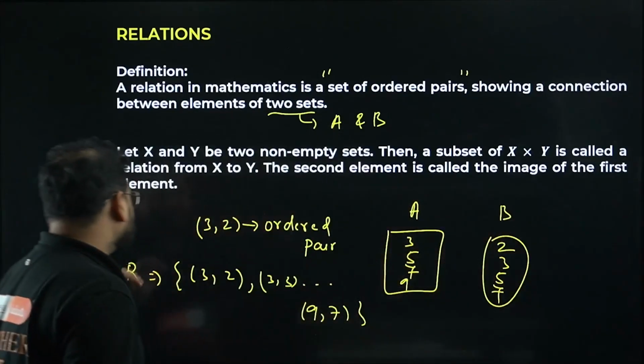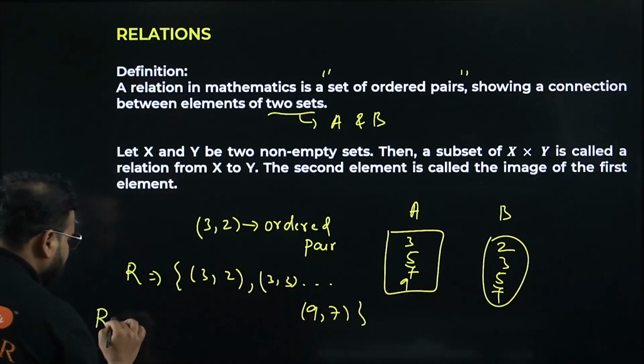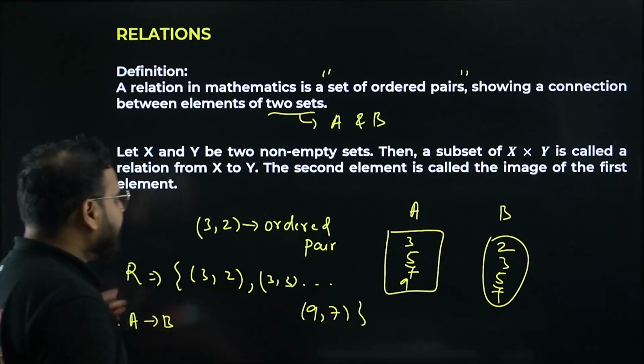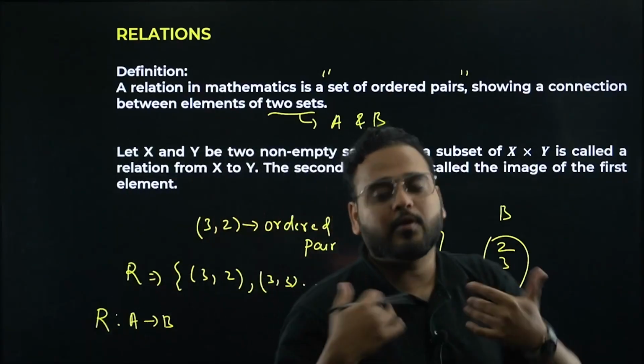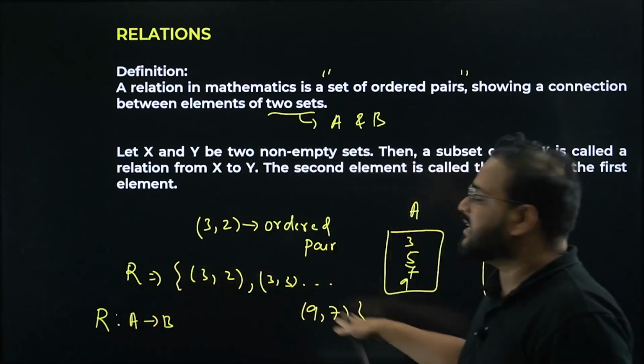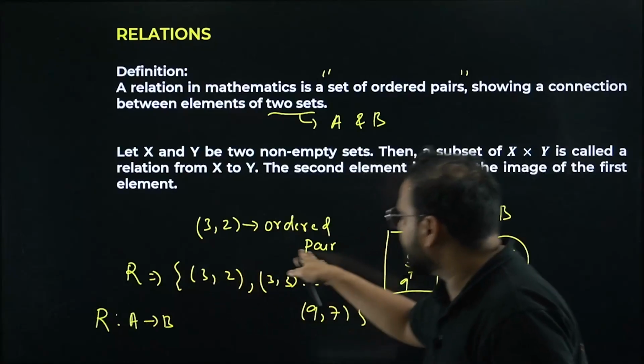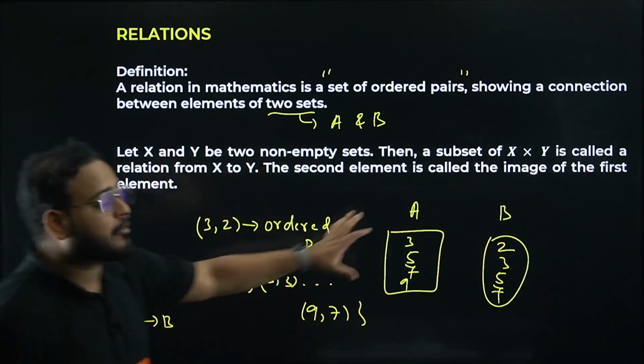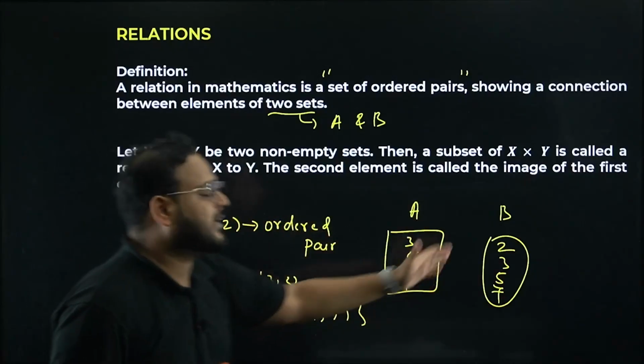It is a relation defined on set A cross B. We write it like this: relation from A to B. That's how we give the notation for the relation, and this is what it means. These are the ordered pairs, and how do we pick them? The first element comes from the set A, and the second element comes from the set B.